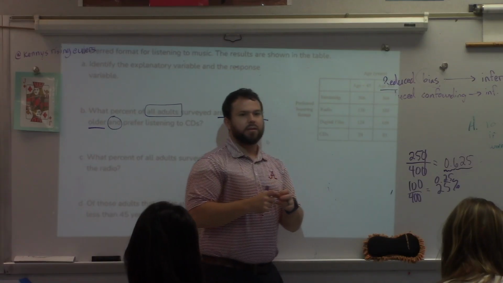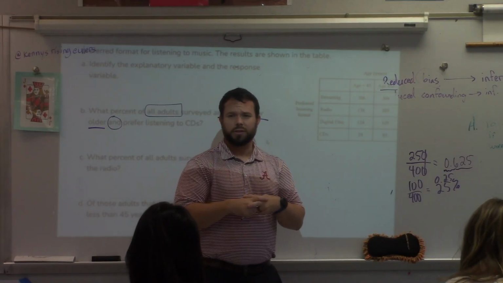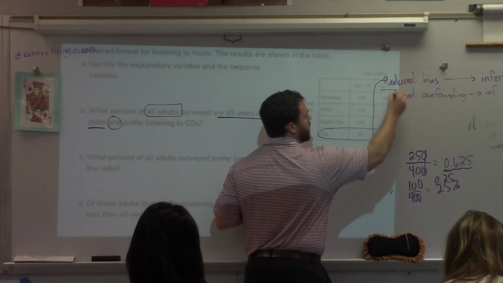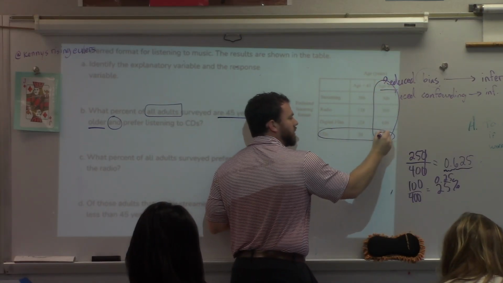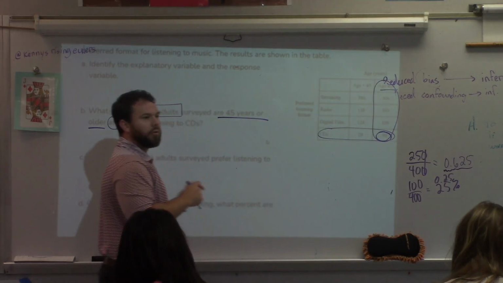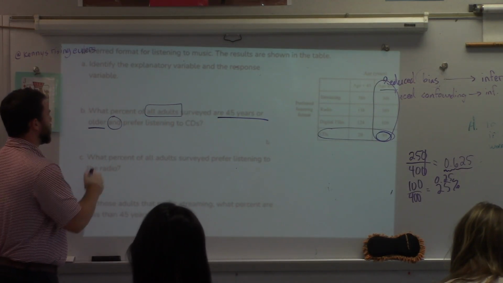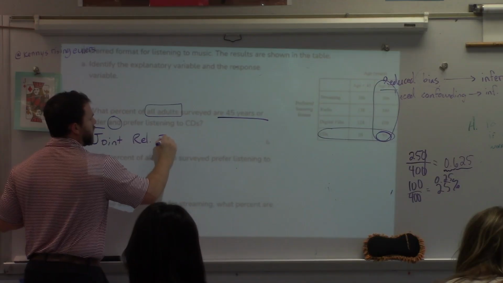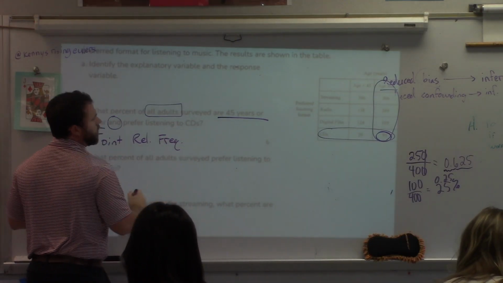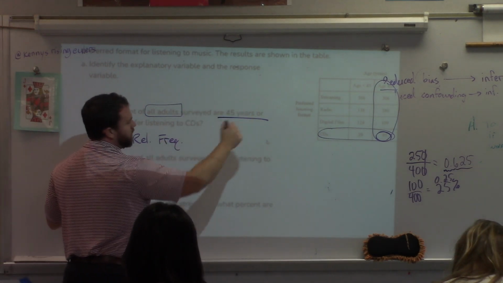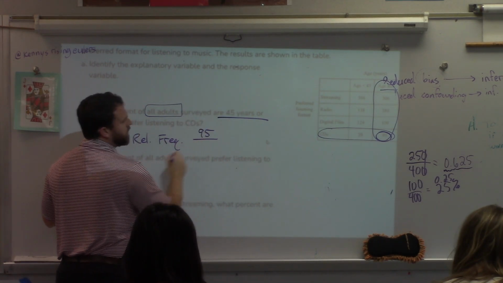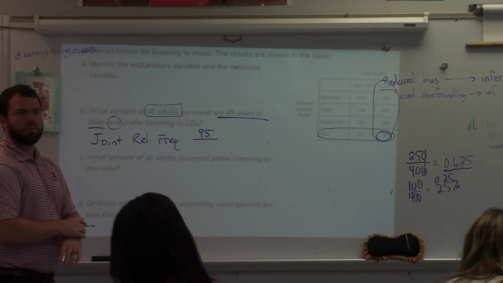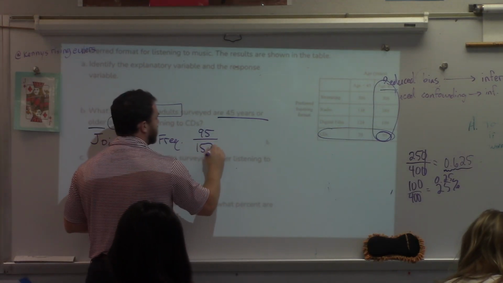Whenever it's an and, does anyone remember the name of that type of relative frequency? A joint. It is joint, because it's where we have both. It's 45 plus and CDs, so it's where we have both. When it's both of them, it's the and. So that is a joint relative frequency. Remember, for relative frequency, we take that frequency, so 95, and we divide it by however many adults there were. How many adults were there? 1576.